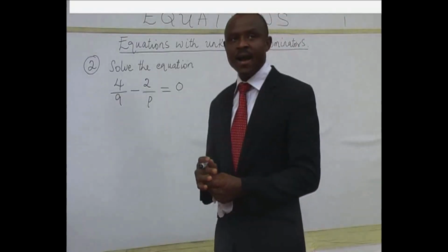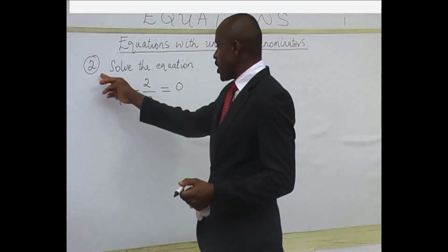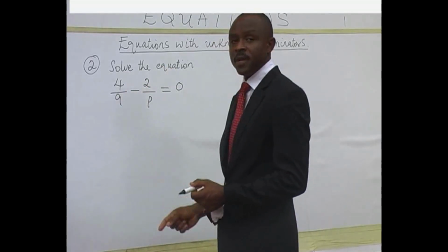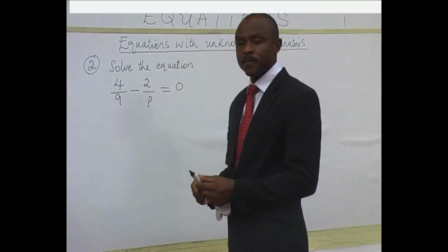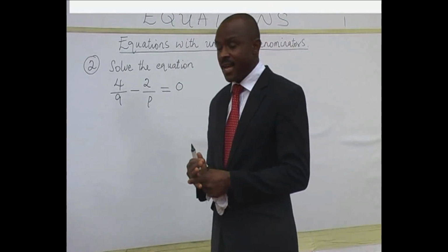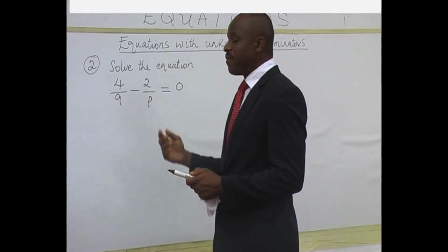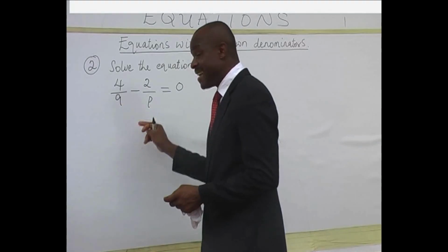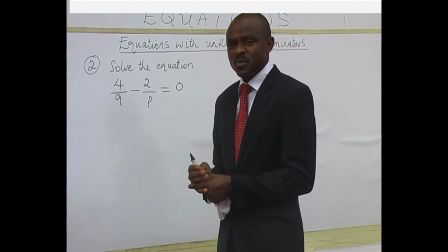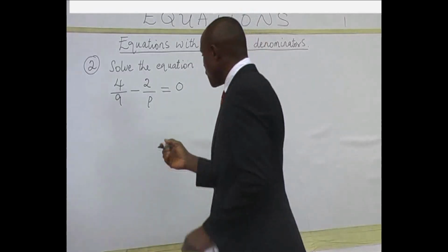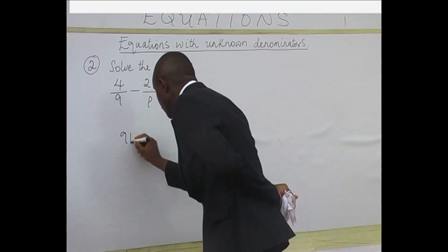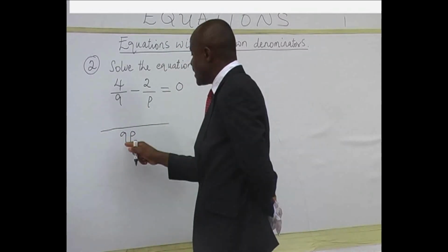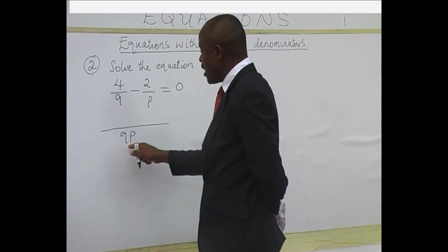The next we have is question number 2 that says solve the equation 4 all over 9 minus 2 all over p is equal to 0. What we're going to do in this case is simplify the left hand side of the equation. Find the LCM of 9 and p. The LCM of 9 and p is 9 times p, which is 9p. So write 9p. Draw a line across. 9 divides 9p. 9 we cancel 9 and leave you with p.